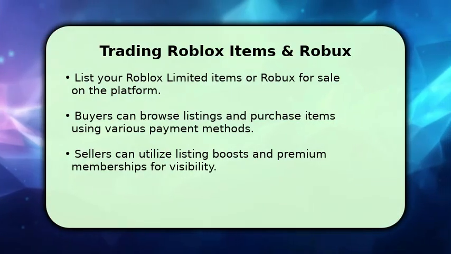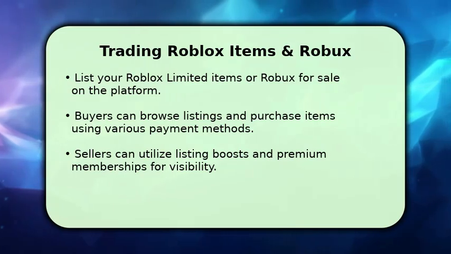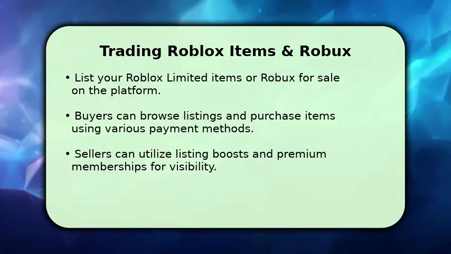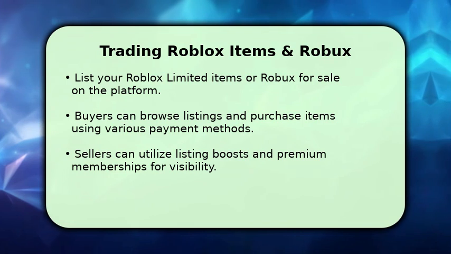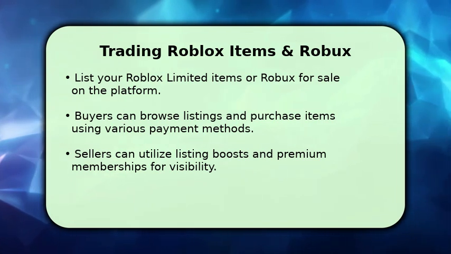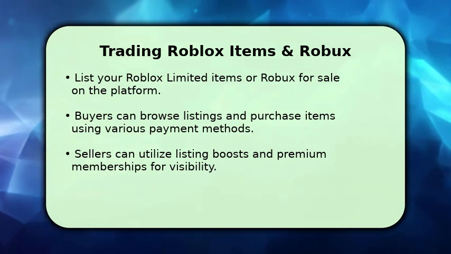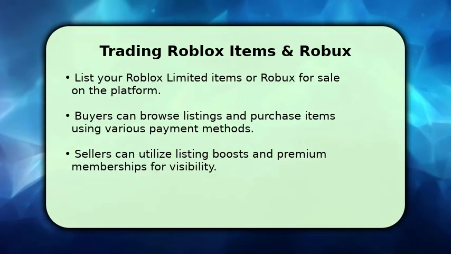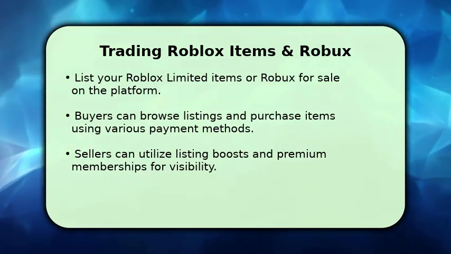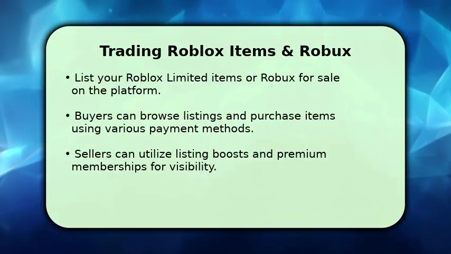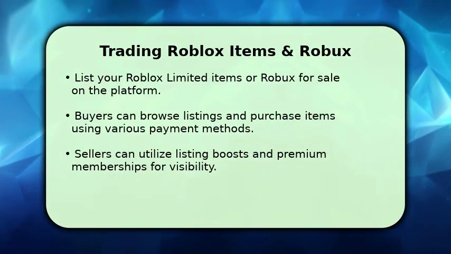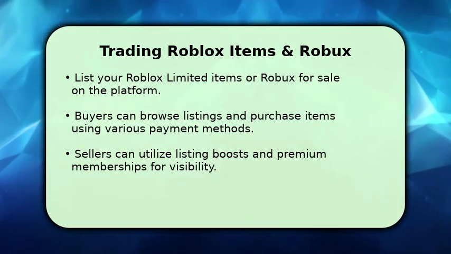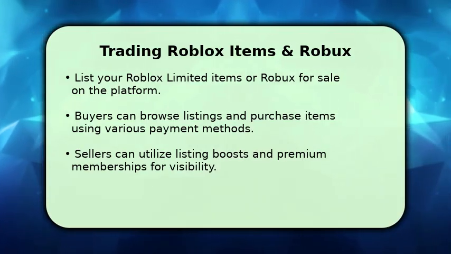Once your account is set up, you can begin trading. Sellers can list their Roblox limited items or Robux directly on the Adurite platform. Buyers can then browse these listings and make purchases using a variety of payment methods. Adurite also offers features like listing boosts to increase visibility and premium memberships, which can provide benefits such as reduced fees and faster support for active sellers.